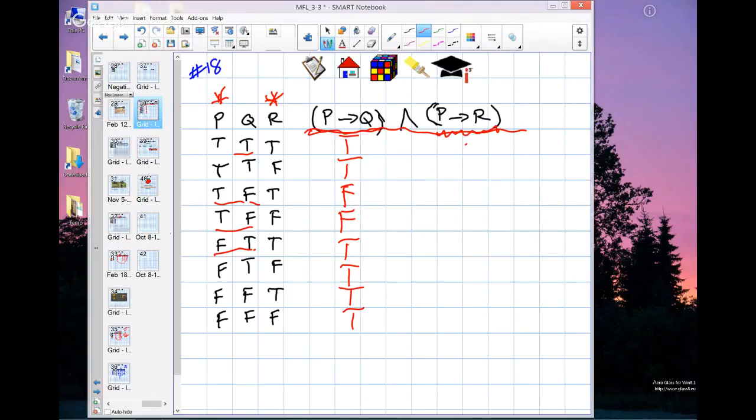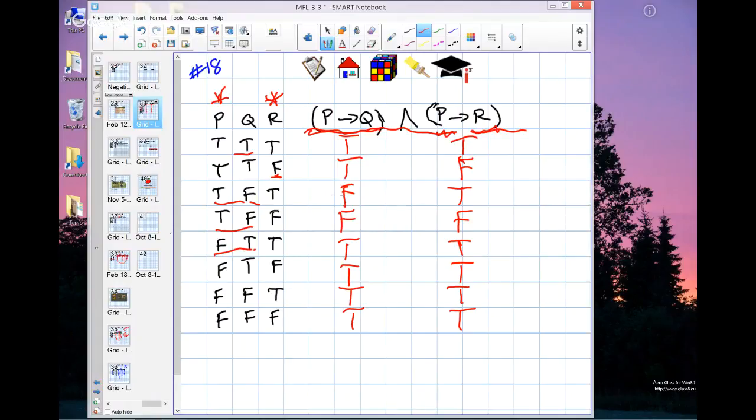True, true, we're good. True, false. See that? There's a false in the R column, so that's a false. True, true, we're good. True, false, that's false again. False, true. False, false. False, true. False, false. Only false when the first is true and the second is false.